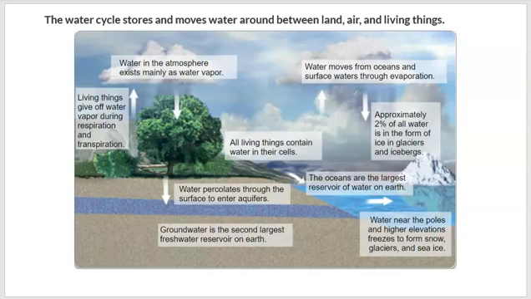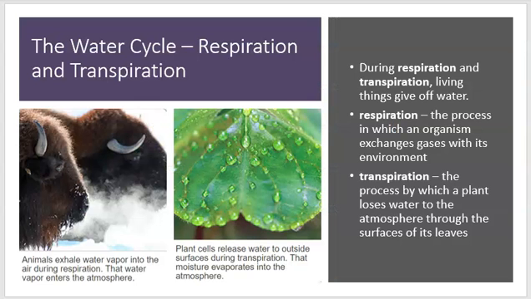Groundwater is the second largest freshwater reservoir on Earth. Water percolates through the surface to enter aquifers. All living things contain water in their cells. During respiration and transpiration, living things give off water. Respiration is the process in which an organism exchanges gases with its environment, and transpiration is the process by which a plant loses water to the atmosphere through the surface of its leaves.